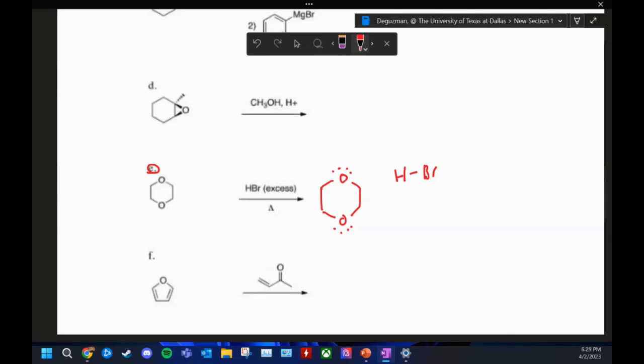Now, here we don't have double bonds or anything, but we do have lone pairs. Remember, lone pairs can act as nucleophiles. So here it can attack the electrophilic part, which is the H, giving that H the electrons to Br. Now we have an OH positive.